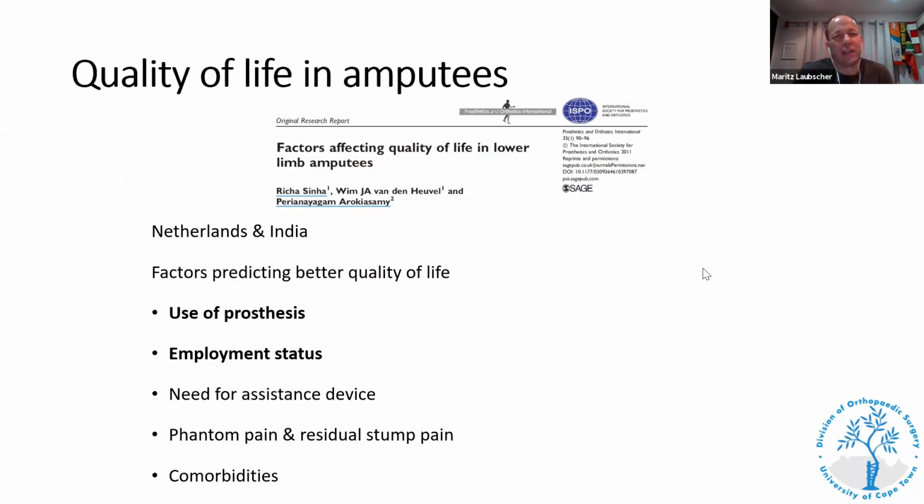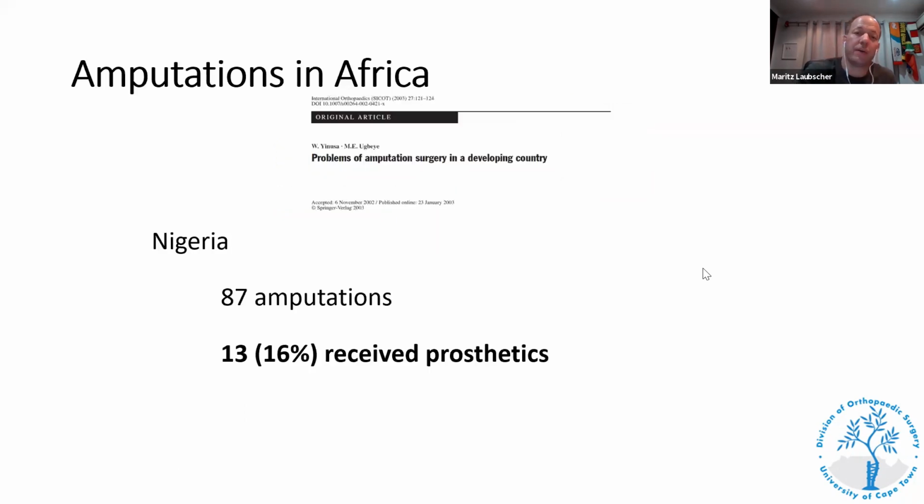This is an interesting paper where they looked at two countries, one developing and one developed, and they looked at the factors that predicted better quality of life in amputees. And the two things that came up top in both countries were use of a prosthesis and employment status. So amputees generally have a higher quality of life if they are still employed and if they have use of a prosthesis.